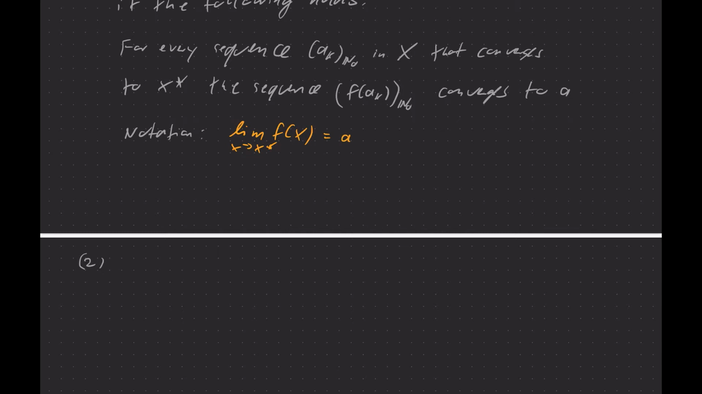Second part of our definition, we can now extend the definition of continuity, and we can say f is called continuous in a point x star if the limit of f of x as x tends to x star is the same as the function value at x star. So nothing unexpected happens.